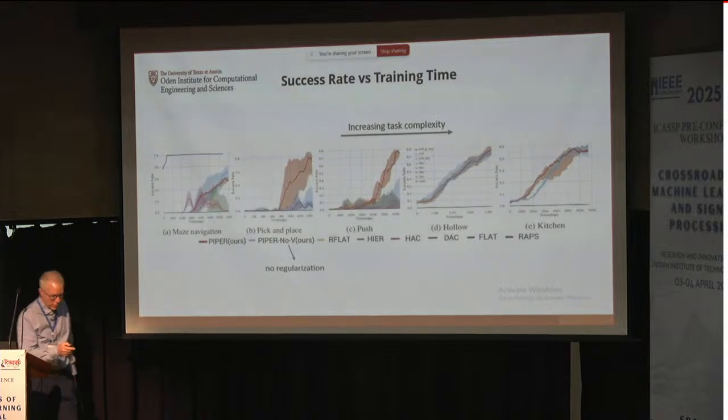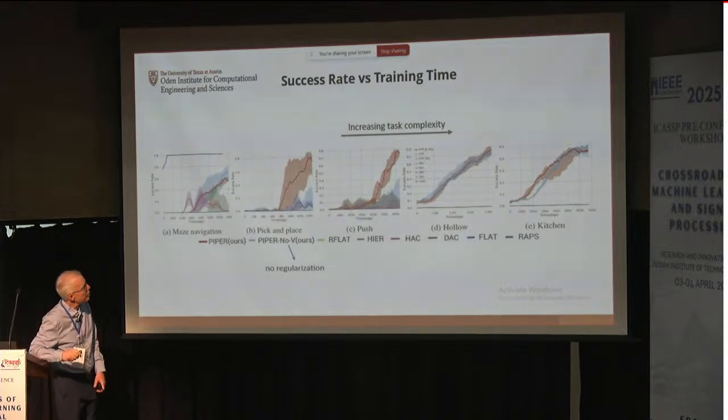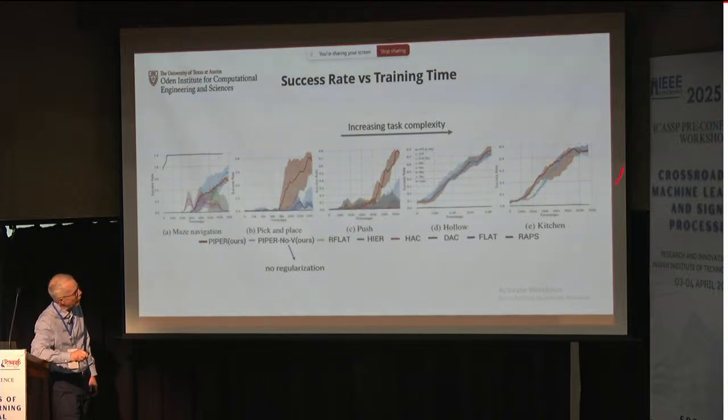Okay, so just a few charts. This is showing success rate against time steps for a few different tasks, comparing to a variety of methods, some of which are hierarchical and some of which are not. You could think of this as just increasing the task complexity. When you get out here to the hollow and the kitchen, the only ones left standing basically are these.